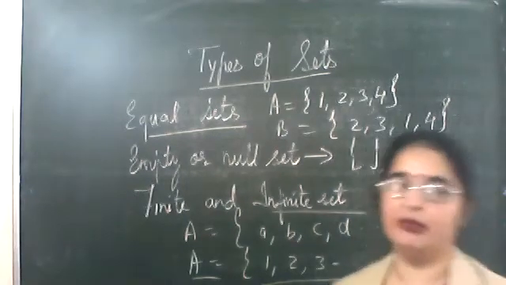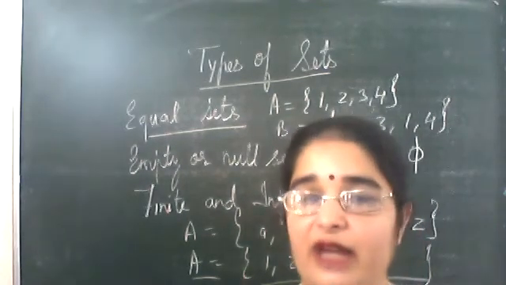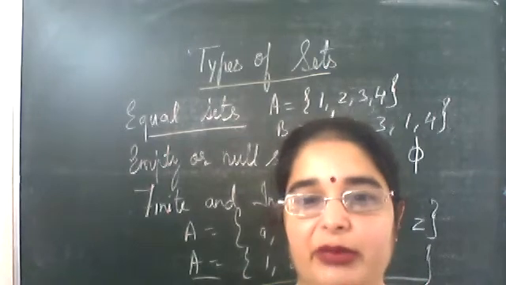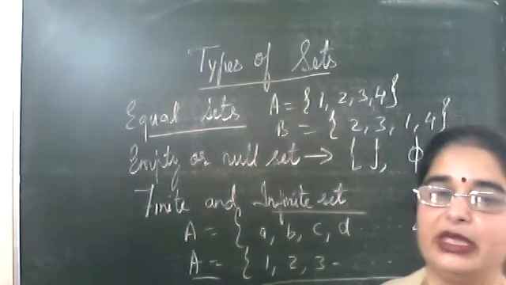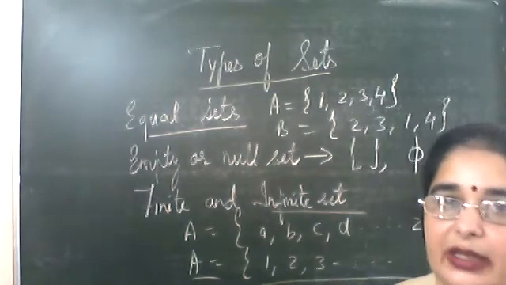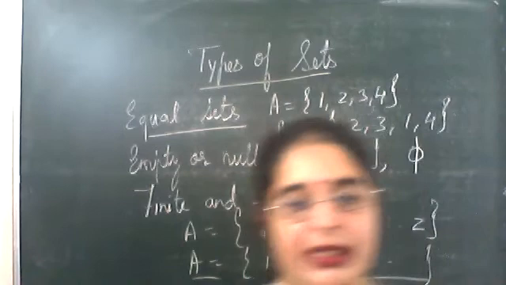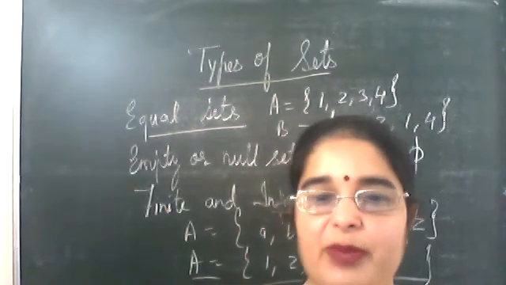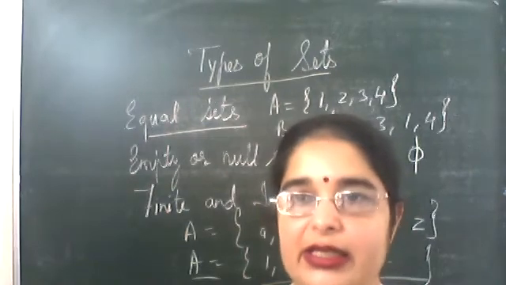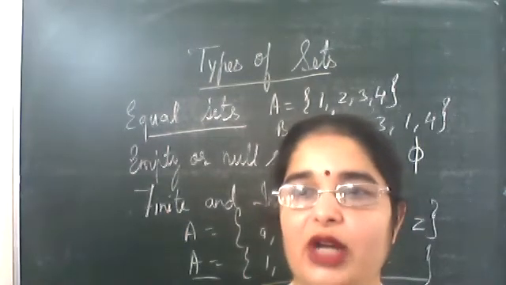A finite set is when the number of elements is finite. When we can count the number of elements, that means it is a finite set. When we cannot count the number of elements, that means it is an infinite set. Clear? Is it clear? Please unmute yourself and let me know. This part is clear? Yes, ma'am.